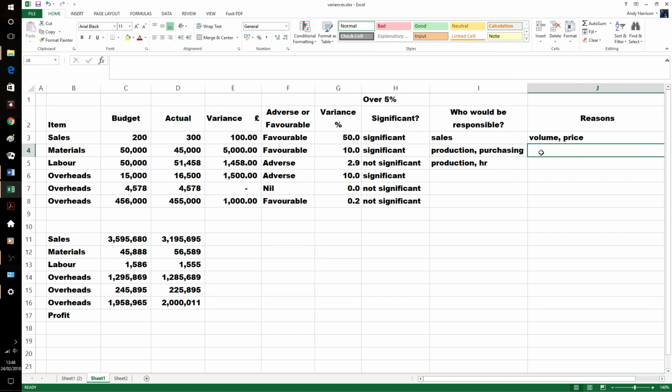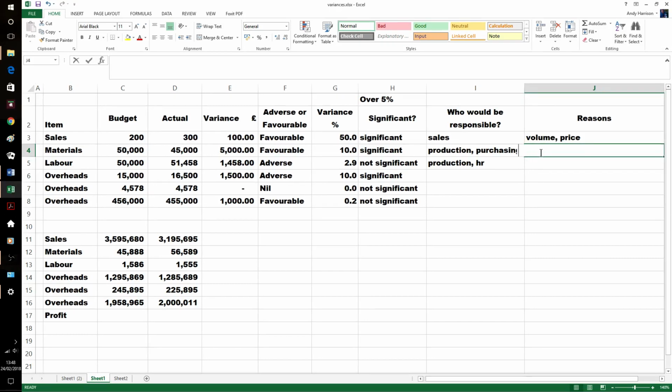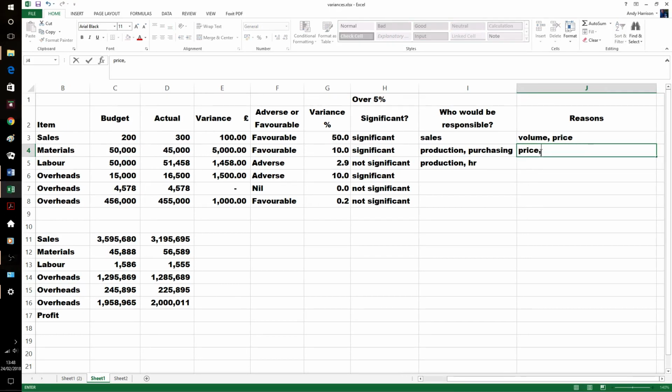Our reasons then for our materials are a bit more complicated. We haven't flexed our budget, so it might be the cost, the price of our items. It might be wastage. It might be we've wasted a lot. But also, because we haven't flexed it, it might be down to volume. We've been so busy making a lot more units. Or in this case, we haven't been very busy. We've made a lot fewer units than budgeted, so we've spent a lot less on our materials.